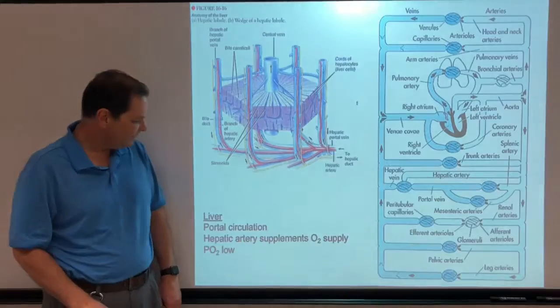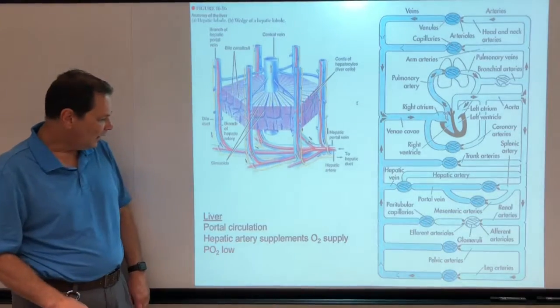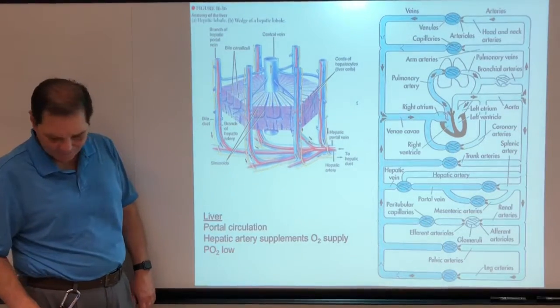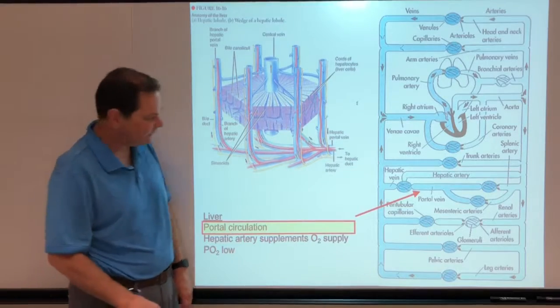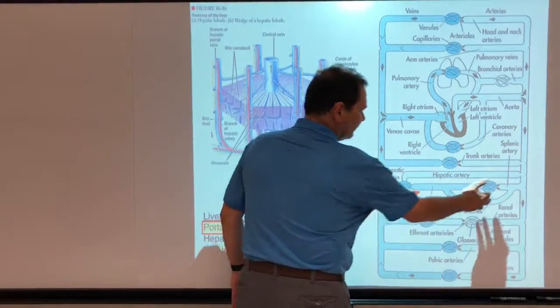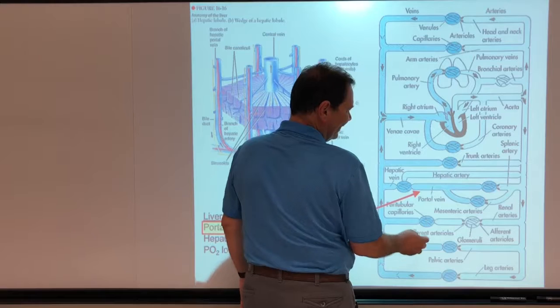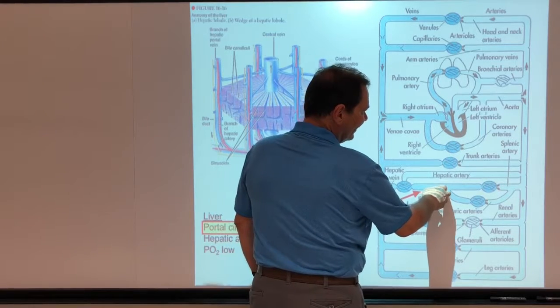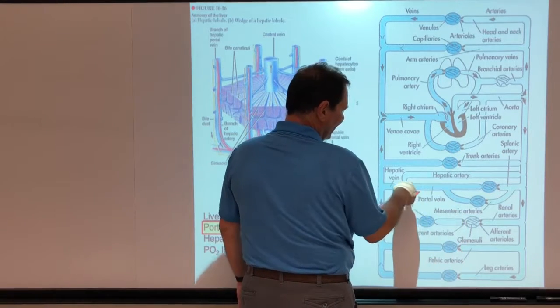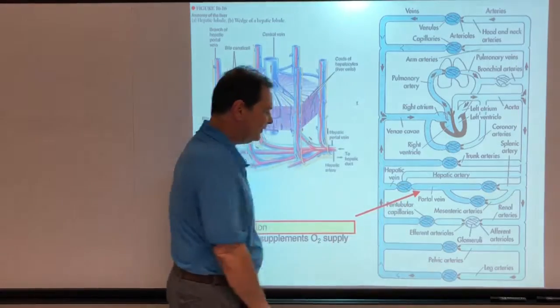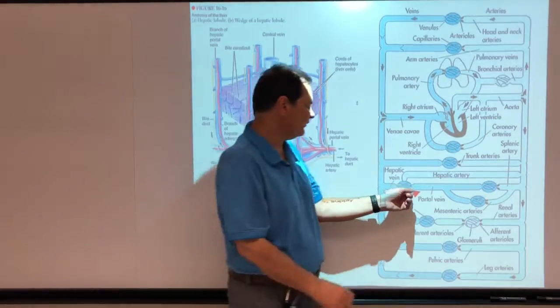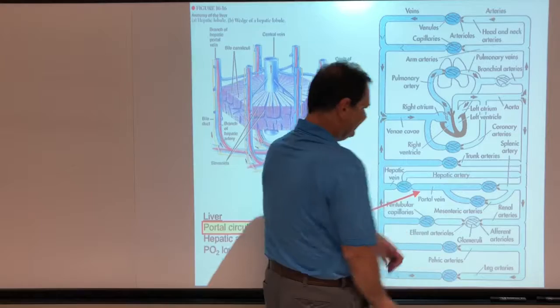All right. The liver is supplied via a portal circulation. So you can see that here. You have blood draining the intestines and draining into the liver through this portal system, which connects to capillary beds.